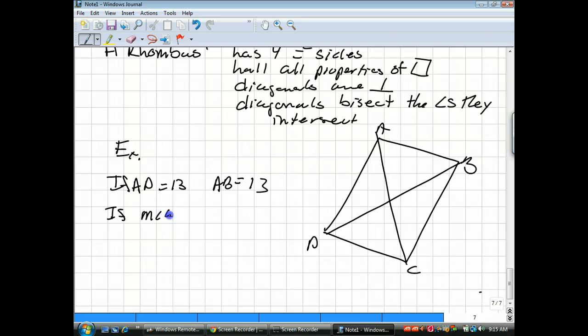If the measure of angle 4, well, let me number these. 1, 2, 3, 4, 5. If the measure of angle 4 is 25 degrees, then the measure of angle 5, okay, well, we know the diagonals bisect the angles that they intersect. Therefore, angle 4 and angle 5 must be congruent. So then angle 5 must be 25 degrees. Okay.